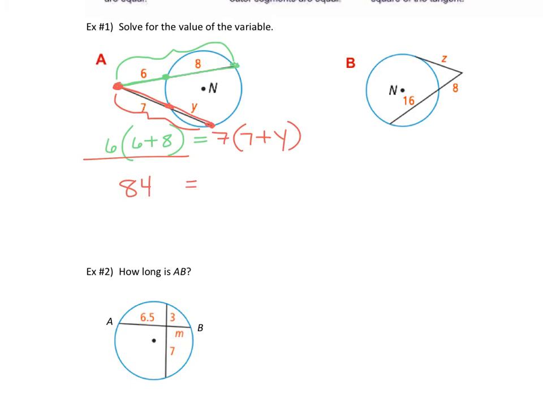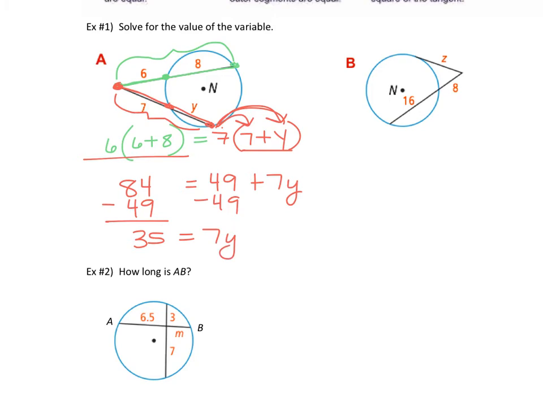Okay, and then I feel like most people distribute here. You could divide by 7 on both sides, and then you would just have 7 plus y over here. That's up to you. I feel like historically speaking, most people want to distribute this. So 7 times 7 is 49. Plus 7 times y is 7y. So we're going to take away 49 on both sides. So 84 minus 49 is 35 equals 7y. And then we divide by 7. So y would be 5.